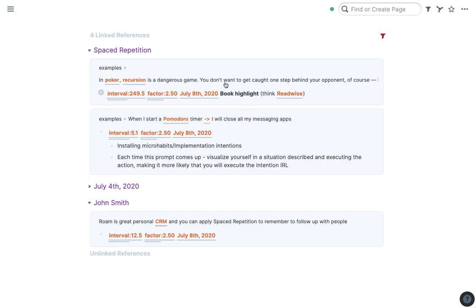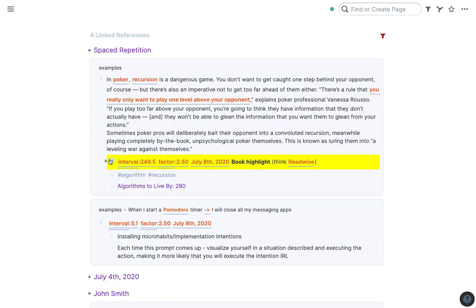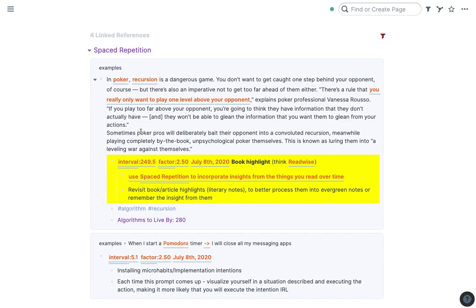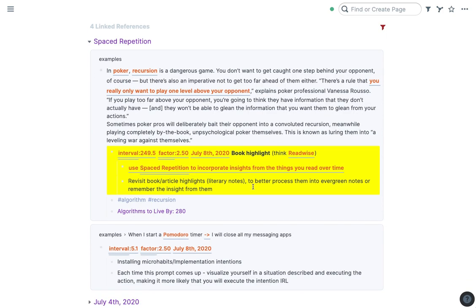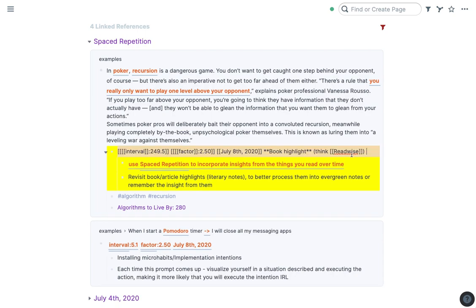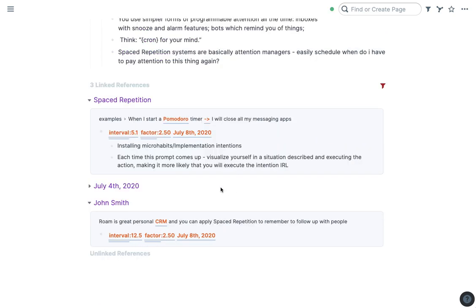Another related application is reviewing the highlights from the books or articles I read. So there are a few applications for that. One is, you made a highlight and you want to think about it and maybe then transform it into an evergreen note. Or upon review, you may decide to link it to some other note. Or you just review it and incorporate the insight. And so when you review it, you can reschedule it farther.